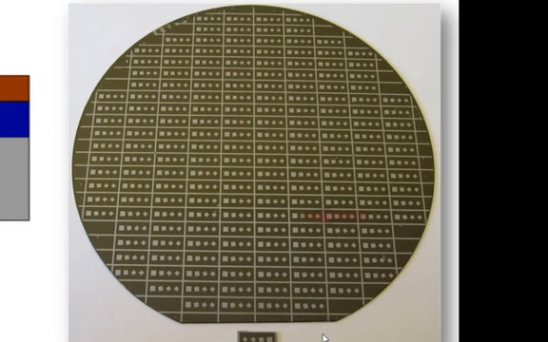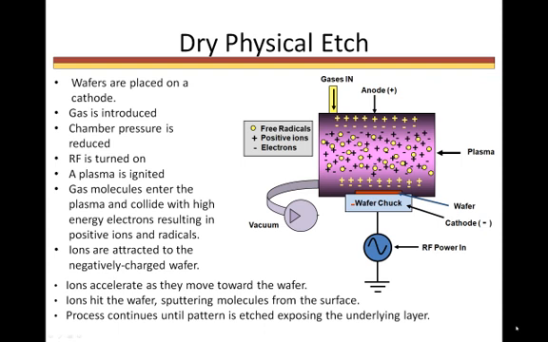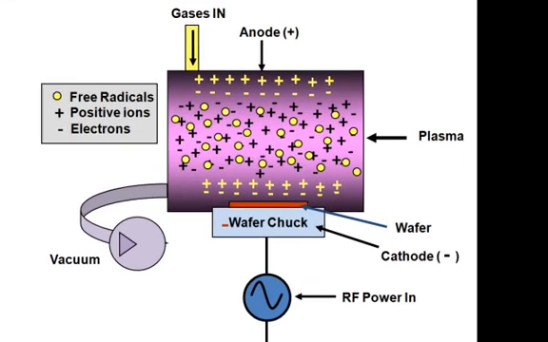In this image, the photoresist has been removed to show the patterned silicon nitride layer. If you watched Part 1 of etch processes, you'll know that the silicon nitride pattern identifies the area of silicon that are to be etched later on in a wet chemical process. Like sandblasting, physical dry etch is an entirely physical process with no chemical reaction occurring. So let's see how this works.